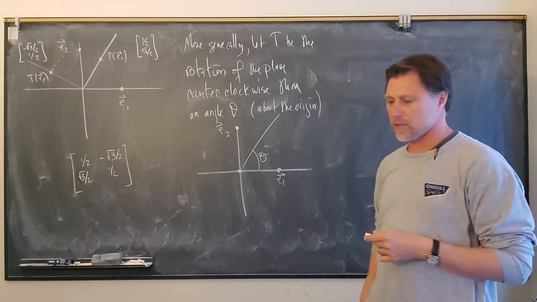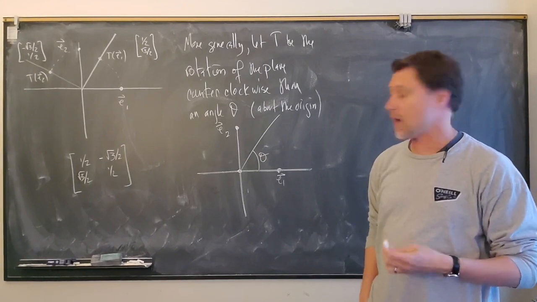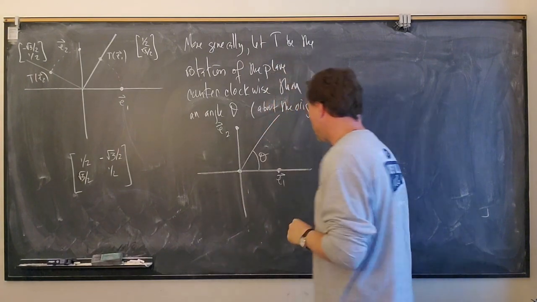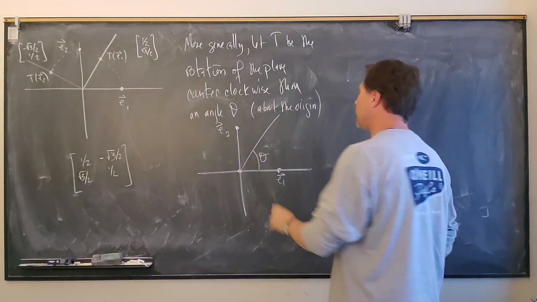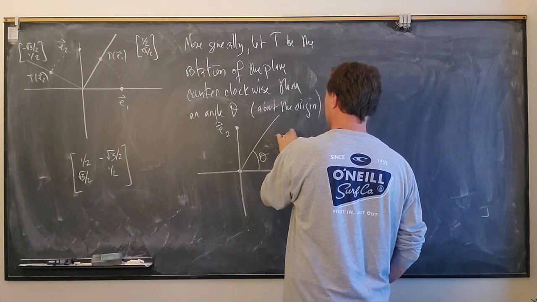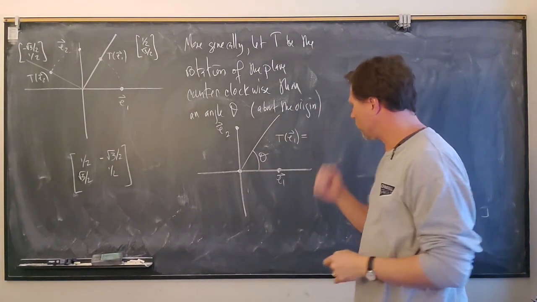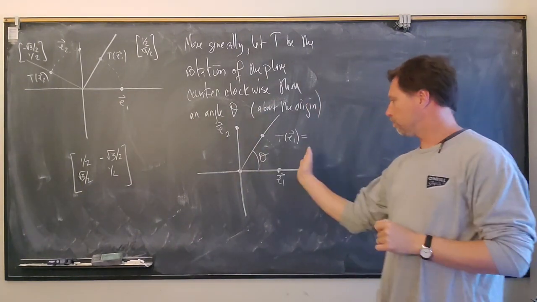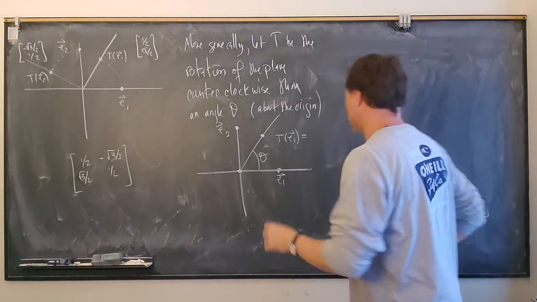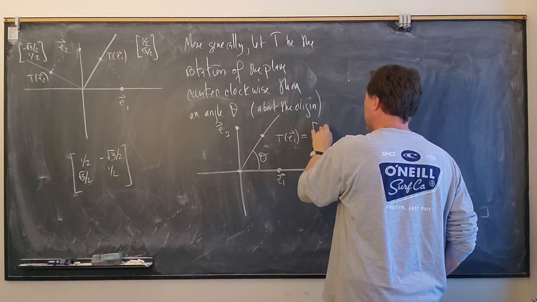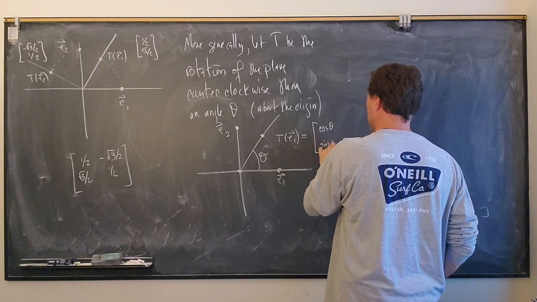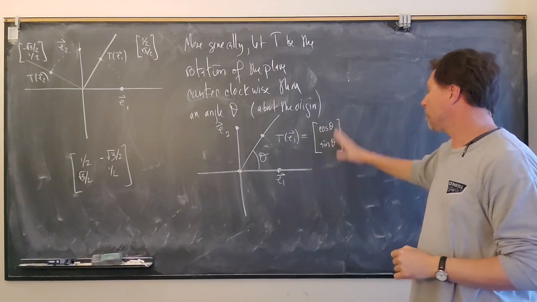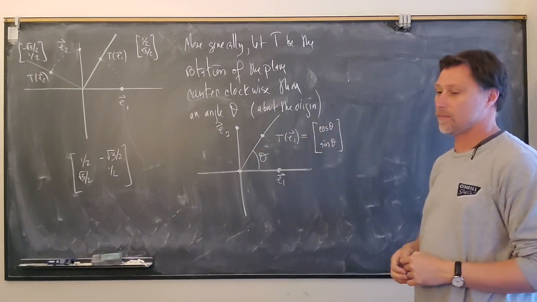And it really just requires us to do a little bit of unit circle trigonometry, right? So E1 lives on the unit circle. T of E1 is going to be, so let's see, well, who's this going to be? Well, that point right there on the unit circle, if we've rotated through an angle of theta, that's going to be cosine of theta, sine theta. So E1 gets sent to the column vector cosine theta, sine theta.